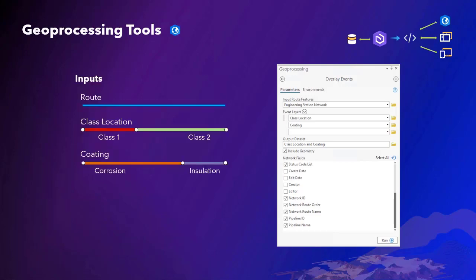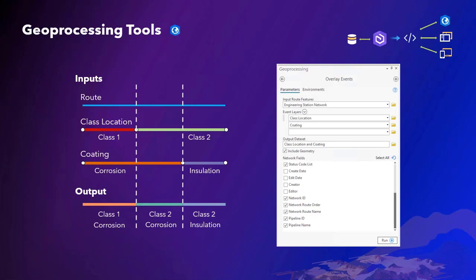Let's take a look at an example. The blue route here comes from the target network, and the class location and coating event feature classes have events which align with the same route. In this case, the output will have three segments of the original route. One which has the class 1 and corrosion properties, another which has class 2 and corrosion properties, and the last one which has class 2 and insulation properties. This provides a way to visualize independent spatial portions of the route, which possess a unique combination of characteristics.